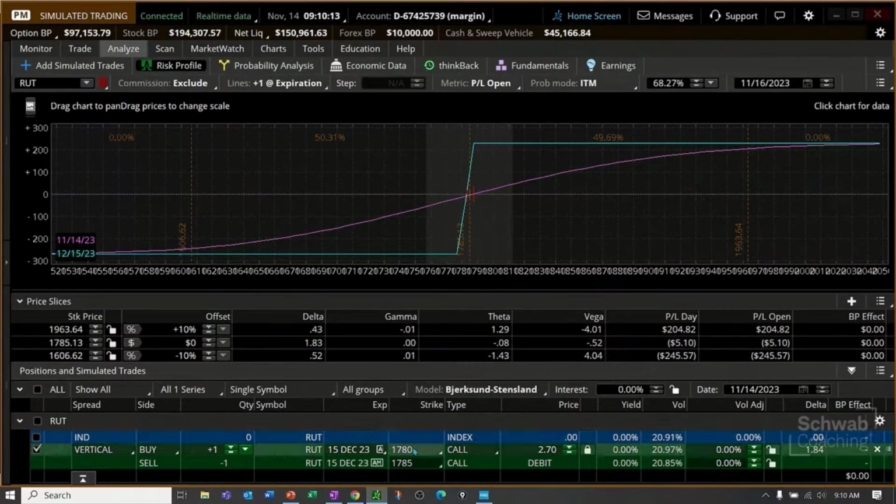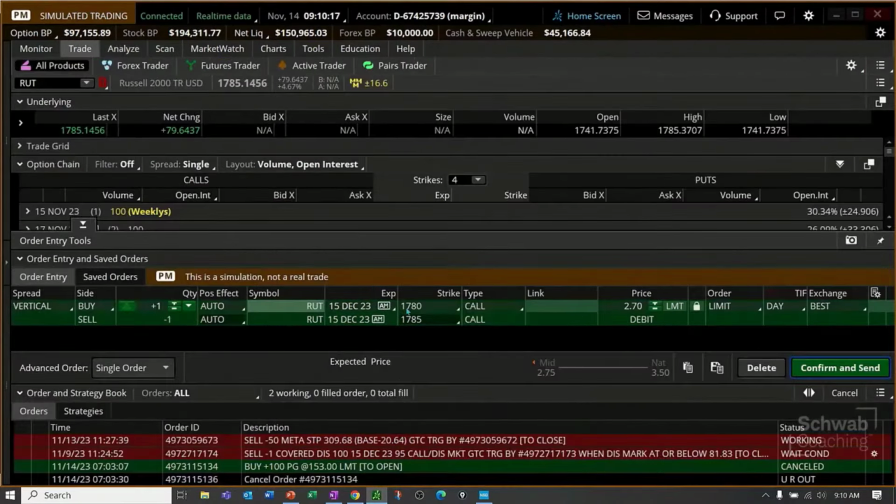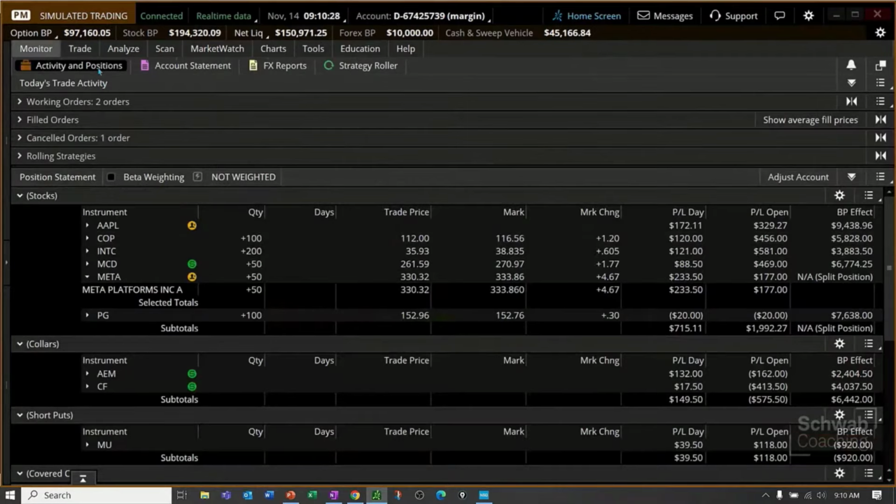Now, do we have to do something like a $5 wide spread? Well, it comes back to how much you can risk. If we said in this portfolio we could risk $1,000, we would probably widen out this spread. We want to check and see what the liquidity is, though.